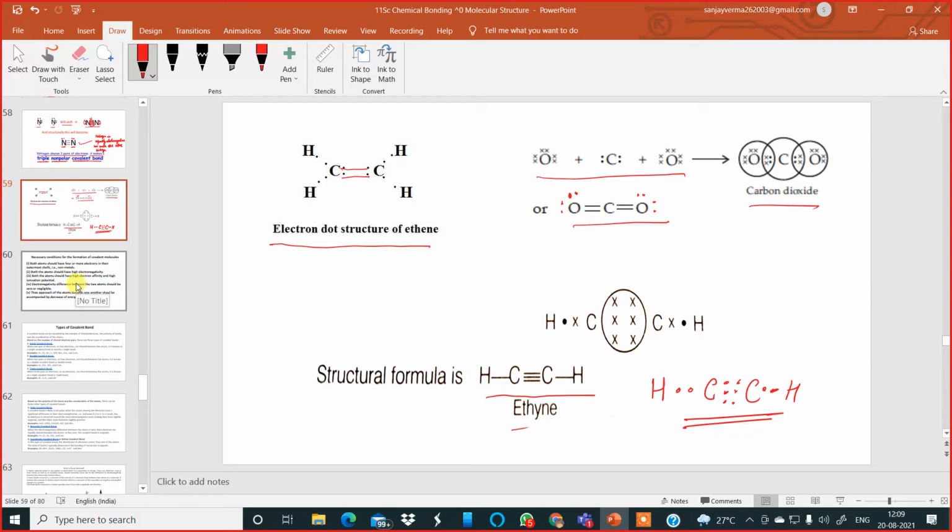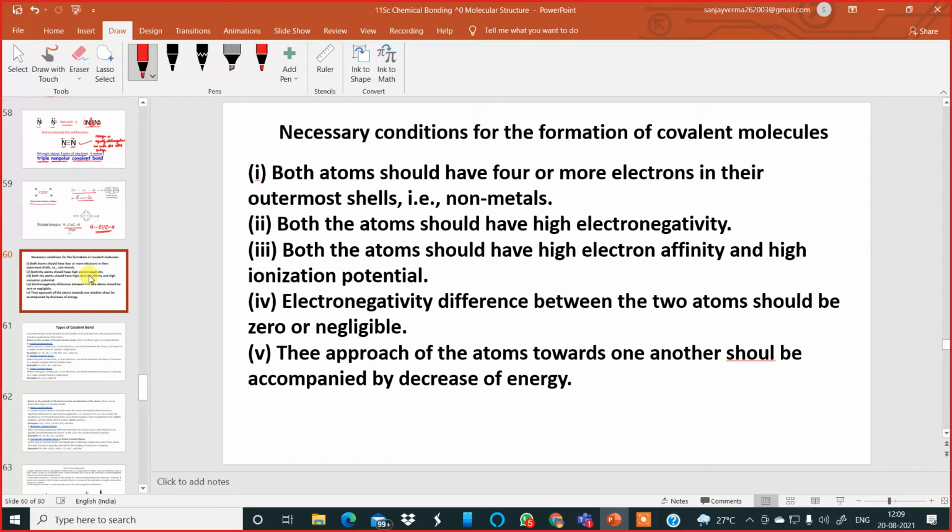Okay. Now let us have a look at the necessary conditions for the formation of covalent molecules. This is important. Both the combining atoms must have four or more electrons in their outermost shells. That means they must be nonmetals. Both the atoms should have high electronegativity.